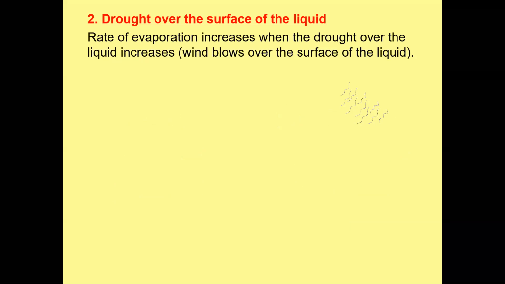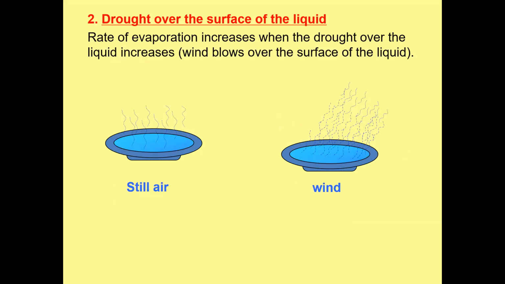It also depends on the draught or the wind speed. For example, if you have still air and you have windy weather, which one do you think evaporation will occur at a faster rate, A or B? Evaporation will be faster for B. Why is evaporation faster for B?